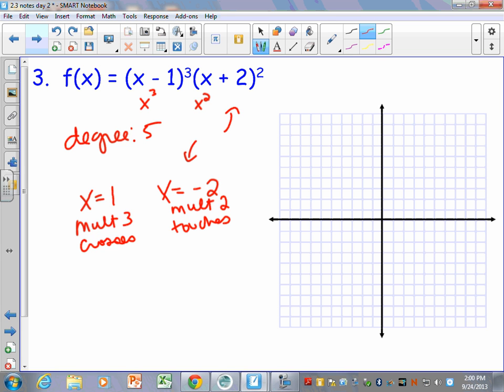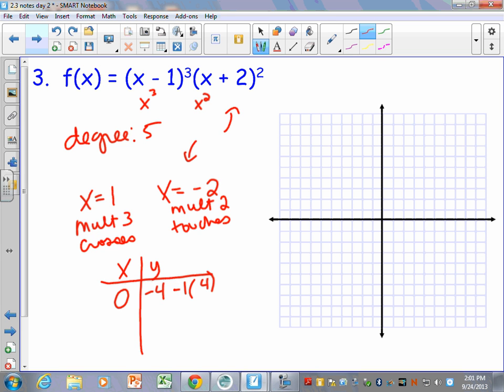The other thing that was on my list was the y-intercept, which we could go back to later, but let's just go ahead and do that now before I start graphing. My y-intercept is what do I get when I plug 0 in there, and usually it's supposed to be an easy number to get. So if I plug 0 in here, I get negative 1 to the third, which is negative 1, and 2 squared is 4, so that means (0, negative 4) is also on my graph. So I know my end behavior, I know my zeros and how they act, and I know my y-intercept.